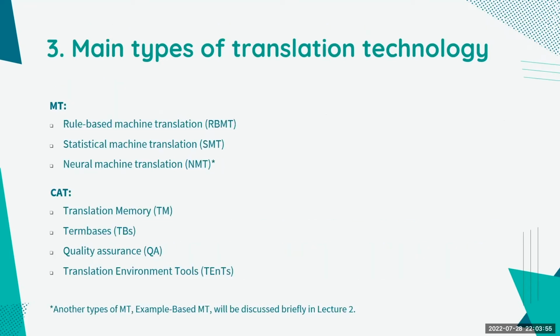For machine translation, we will introduce rule-based machine translation, statistical machine translation, and neural machine translation. For CAT tools, we will introduce its major functions like translation memory, term bases, quality assurance, and translation environment tools.